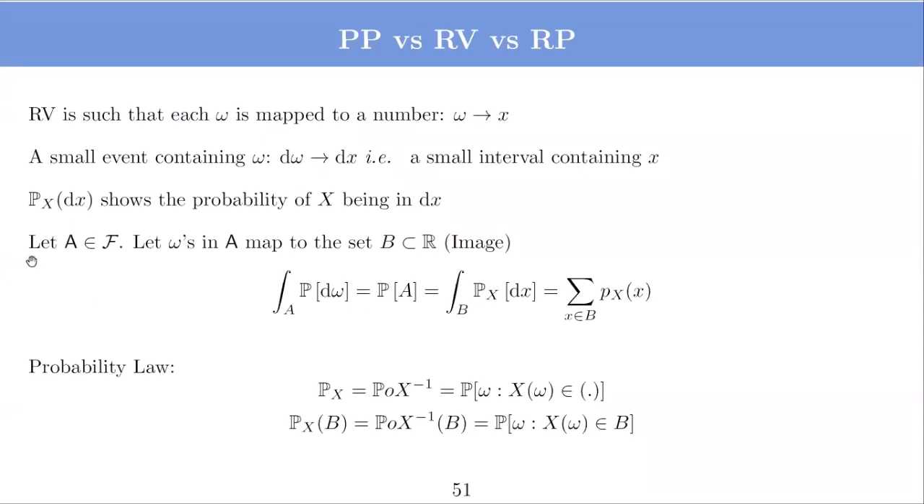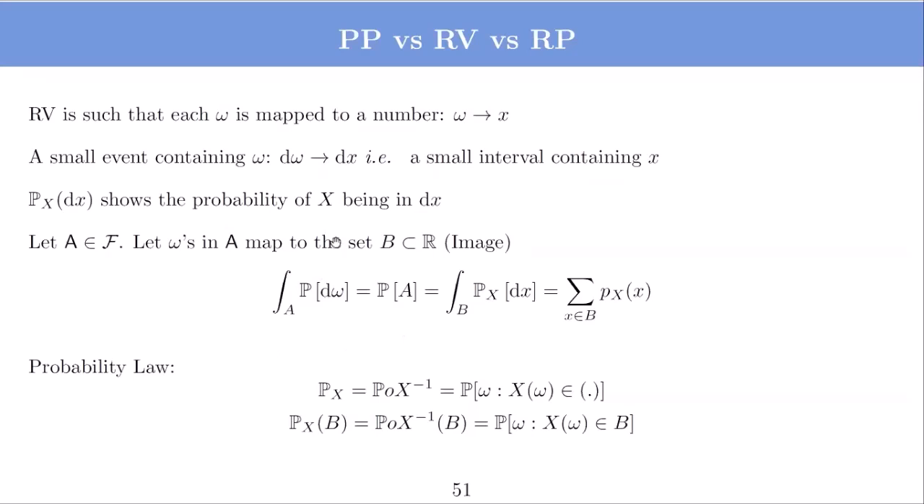So if I take a set A in the sigma algebra, let omegas in A map to set B. What this means is I take each outcome in A and calculate X(omega), and whatever the output is, I collect all those outputs for each omega, and that creates a set B. So if I take this p(d omega) integrated over A, what I get is the summation of probability over all small intervals which make this set A. So this is nothing but the probability of A.